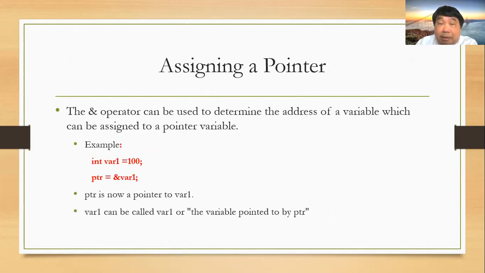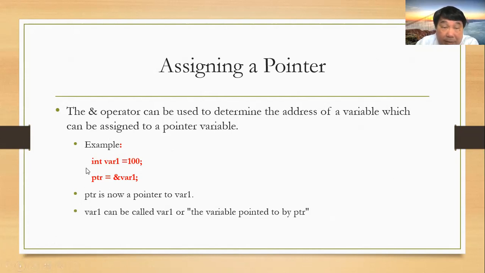Next, let's learn about how to assign a pointer. We use the so-called ampersand operator. The ampersand operator can be used to determine the memory address of a variable, which can be assigned to a pointer variable. So now let's check another example here.